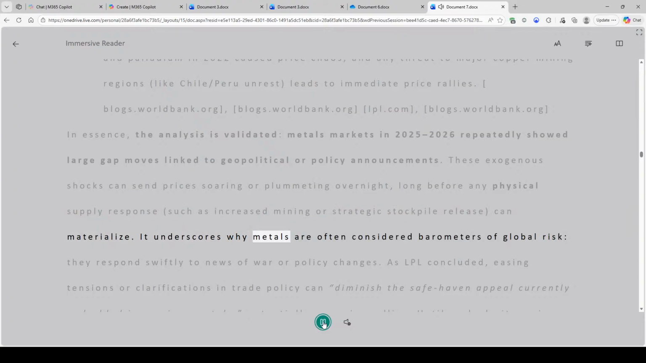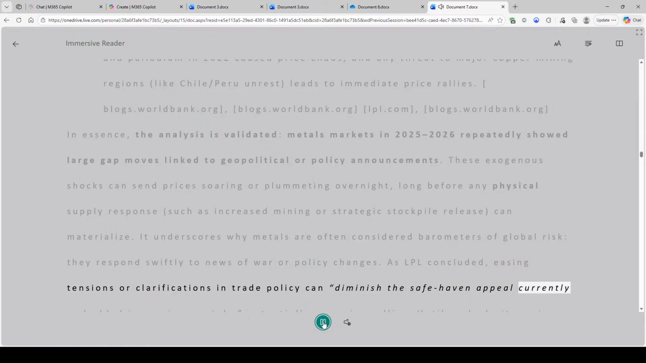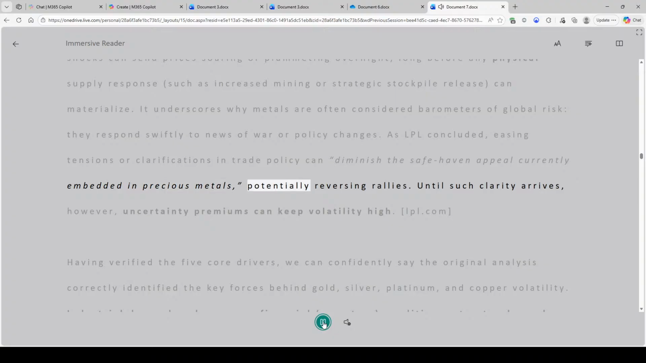It underscores why metals are often considered barometers of global risk. They respond swiftly to news of war or policy changes. As LPL concluded, easing tensions or clarifications in trade policy can diminish the safe haven appeal currently embedded in precious metals, potentially reversing rallies. Until such clarity arrives, however, uncertainty premiums can keep volatility high.